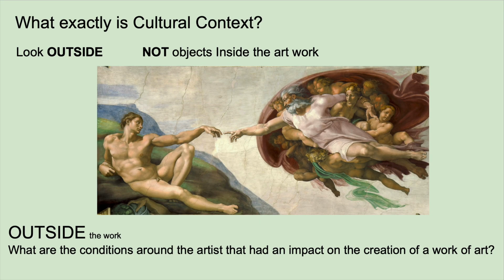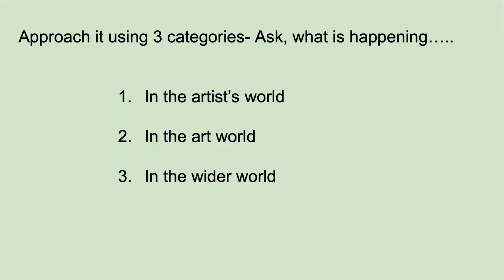So what exactly is cultural context? I really want to break this down to give you tools and pathways into doing this. The first thing you need to know is that you're going to focus on looking outside the work. Don't look at the objects and the images inside the work, but look outside. What are the conditions around the artist that had an impact on the creation of a work of art? And approaching it, the best way to do it is to use these three categories. If you do this, you're really on track.